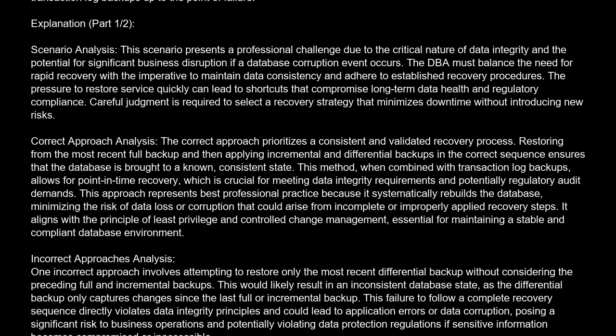The correct answer is D. Restore the most recent full backup, followed by all subsequent incremental backups in order, and then apply the transaction log backups up to the point of failure.